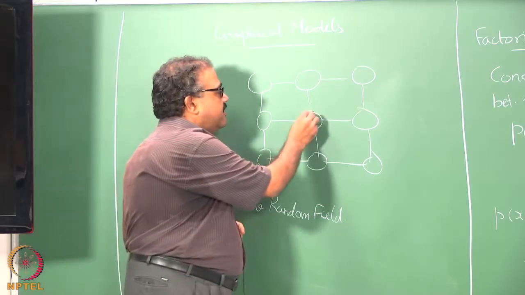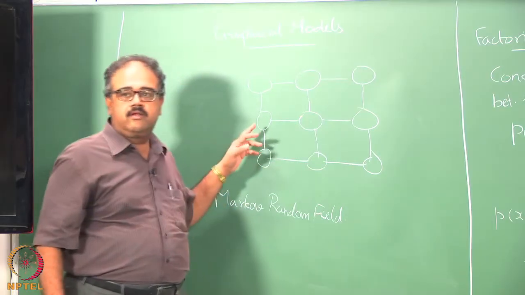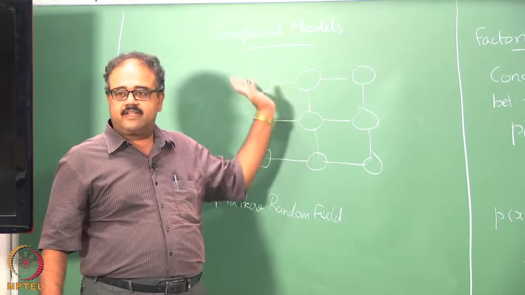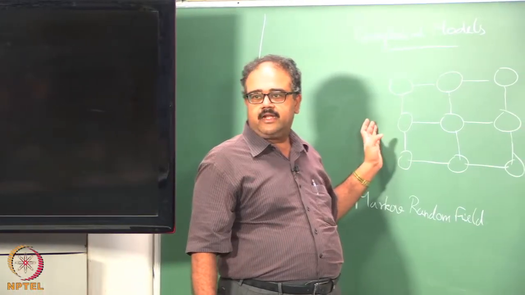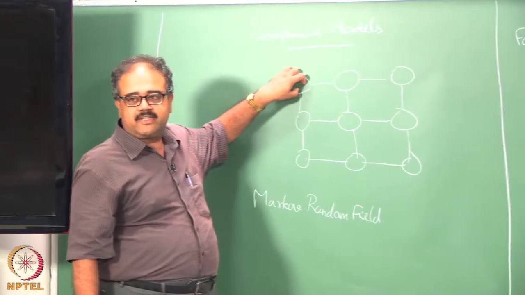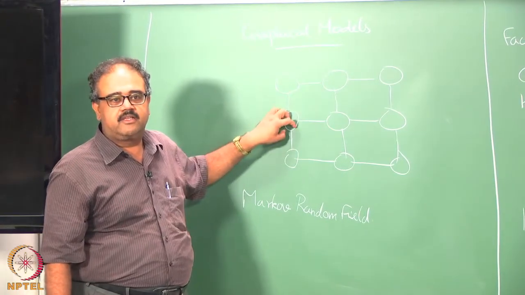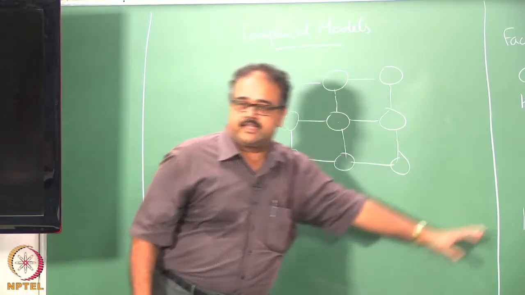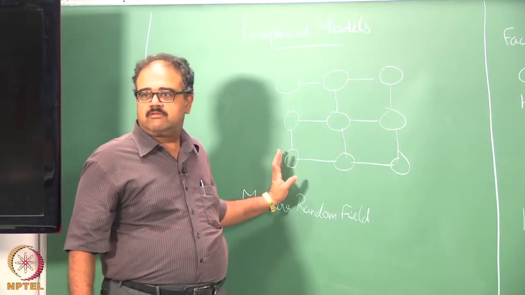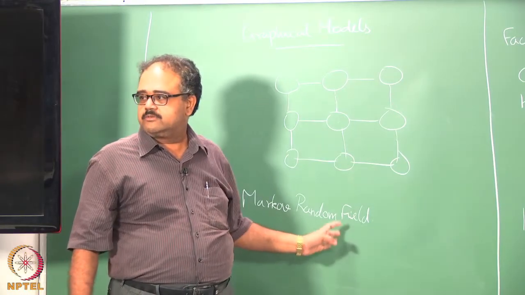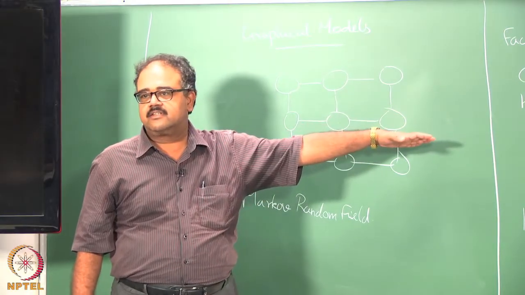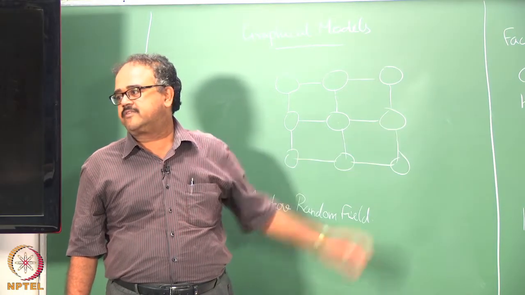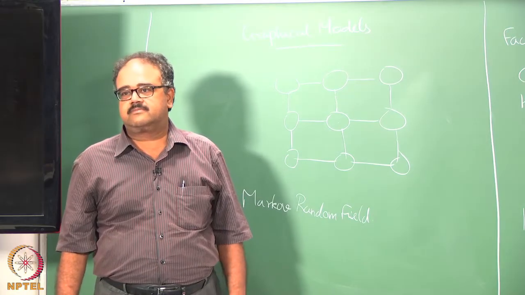So what does this really tell you? It tells you that this variable is independent of everything else in the network given the 4 neighbors. Then this variable is independent of everything else in the network given only these 2 neighbors. These lattices can run for like 32 cross 32, or sometimes 256 cross 256. People typically use these kinds of lattices for modeling images.